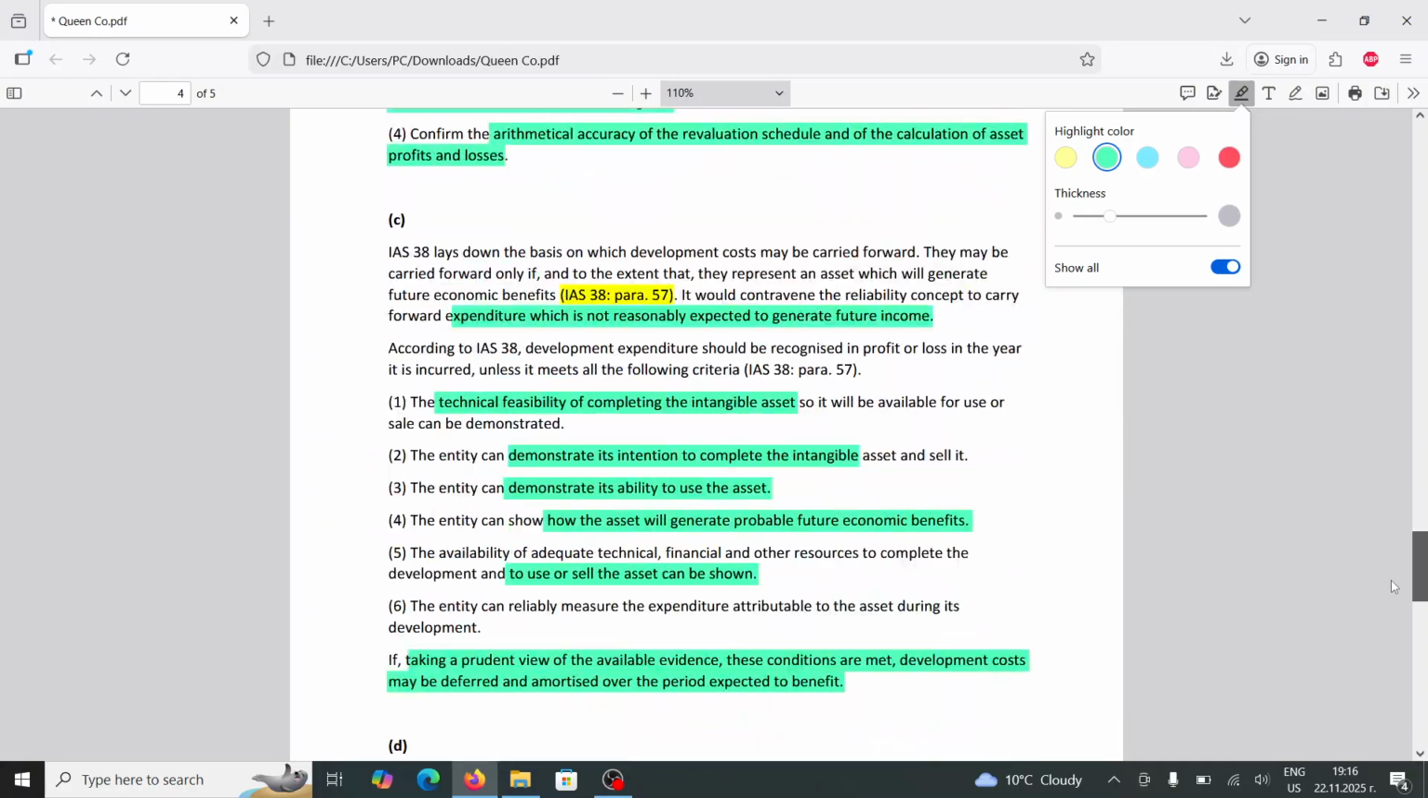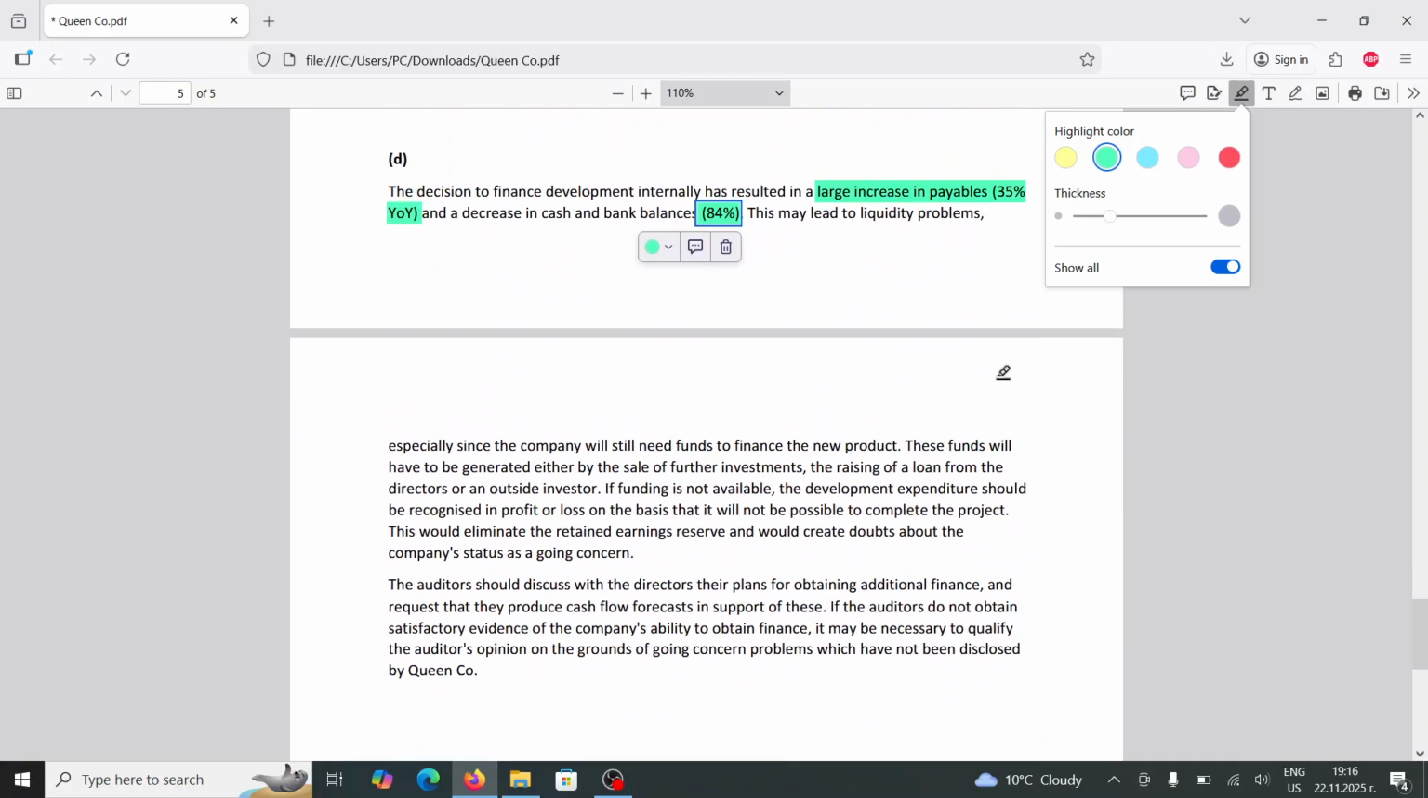So this will lead to liquidity problems, especially since the company will still need funds to finance the new product. So because it's an ongoing development, they will need finance to continue producing it. These funds will have to be generated either by the sale of further investments, which does not sound good, the raising of a loan from the directors or outside investors. If funding is not available, the development expenditure should be recognized in profit and loss on the basis that it will not be possible to complete the project.